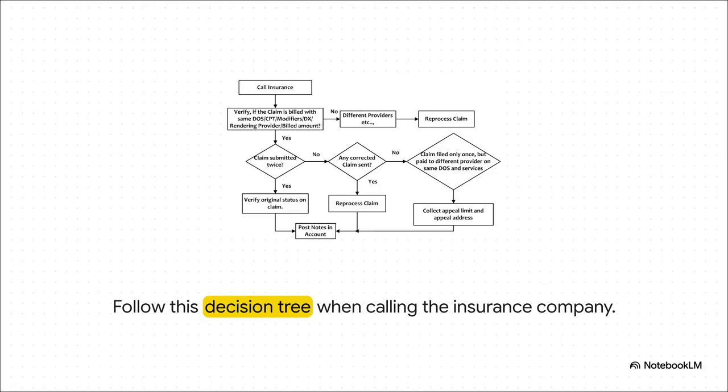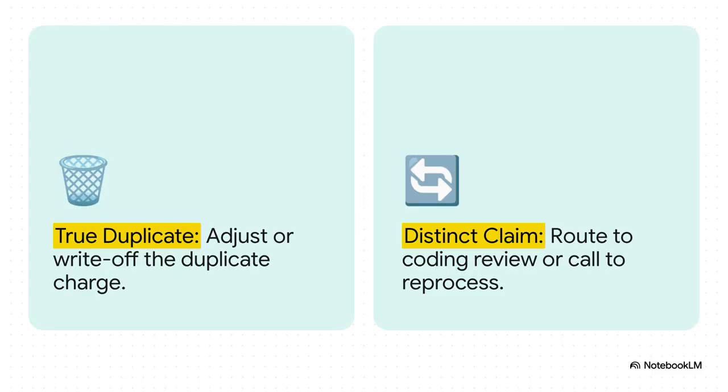If the answer is yes, and it was submitted twice, you just verify the original status. If a corrected claim was sent, you ask the rep to reprocess it based on the new info. But if the parameters are identical and it was paid to a completely different provider, you have to collect the appeal limit and address because you have a real fight on your hands to prove your provider deserves that payment. Ultimately, your investigation leads to a fork in the road. On one hand, we have the true duplicate.